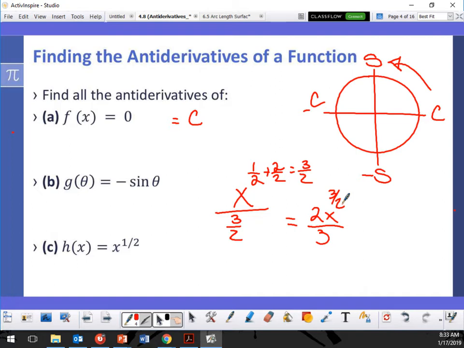Nope. Plus C. Oh, there we go. Gotta sprinkle that everywhere. The plus C is actually going to indicate all the time that I did the antiderivative.